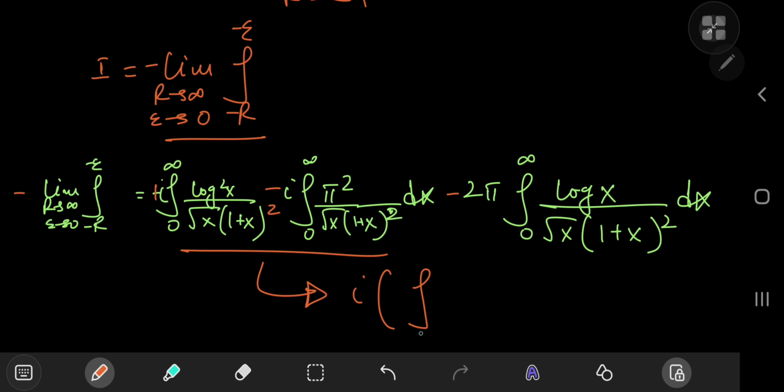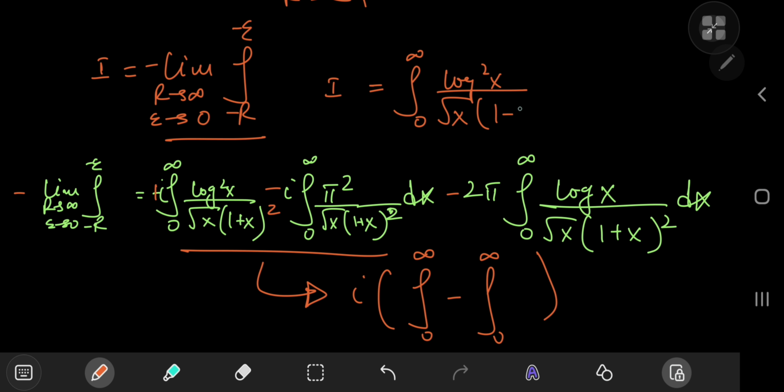So I have i times the integral from 0 to infinity of this logarithm thing, minus the integral from 0 to infinity of that pi squared thing. You get the idea. And it's worth recalling what the integral I was. Well, that was the integral from 0 to infinity of the squared logarithm of x divided by the square root of x times 1 minus x squared. So I is the integral from 0 to infinity of a real valued function of x. Hence, its result is a real number.